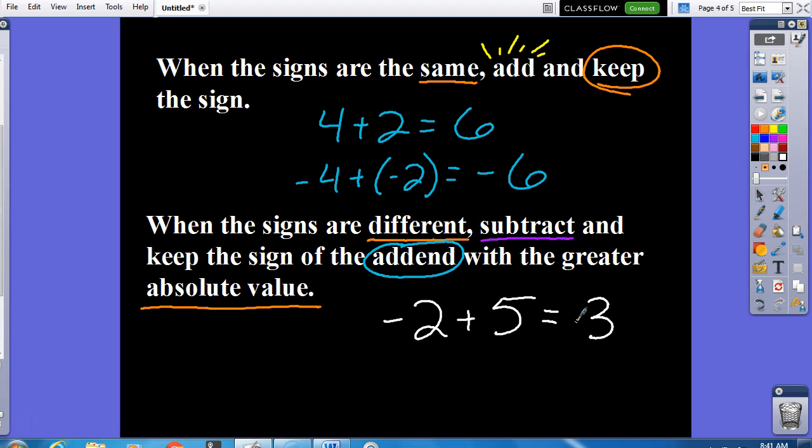Let's show one where the greater absolute value addend is negative. Let's say I've got 6 plus negative 7. Well, I'm going to do the same thing. My signs are different, so I'm going to subtract. 7 minus 6 does equal 1. So I'm going to keep the sign of the addend with the greater absolute value. This is 7 spaces from 0, whereas this is 6. This has a greater absolute value. It's my negative addend, so my answer is negative 1.